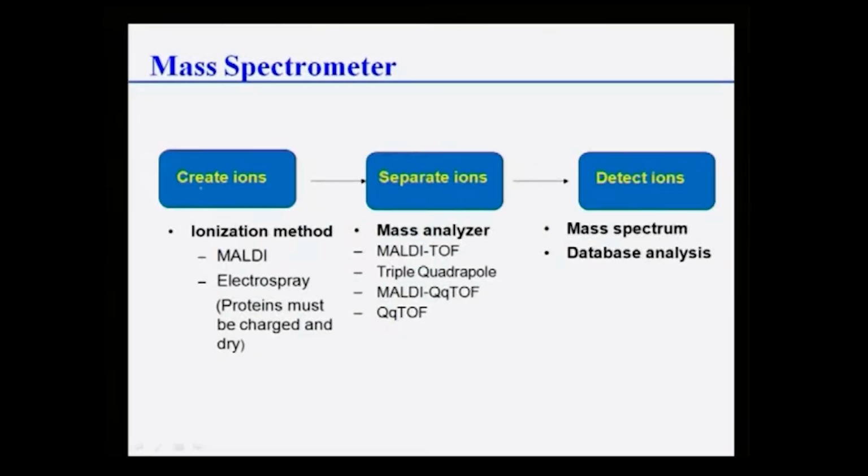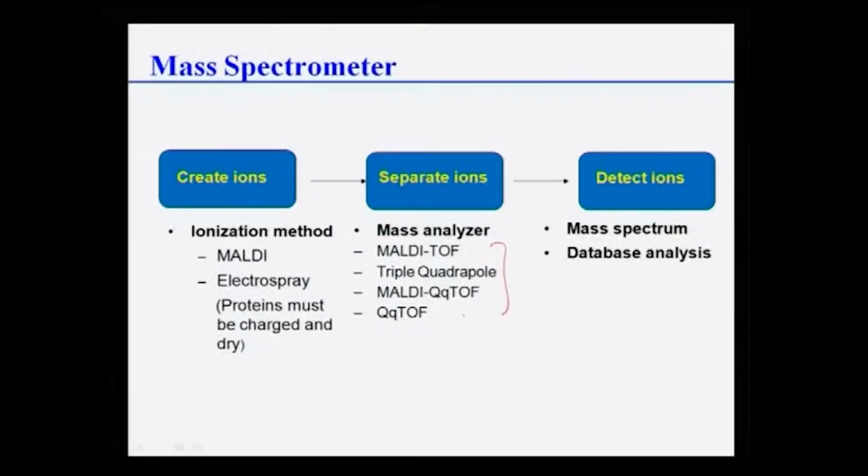It can be MALDI time of flight, or quadrupole time of flight, or quadrupole only, or triple quadrupole also. There are many others actually, but these are the main ones. After that we detect the masses, and that is done by mass spectrum analysis. Also you need to have a database, like X-ray diffraction has a database and many others. So this is the main thing of mass spectroscopy.